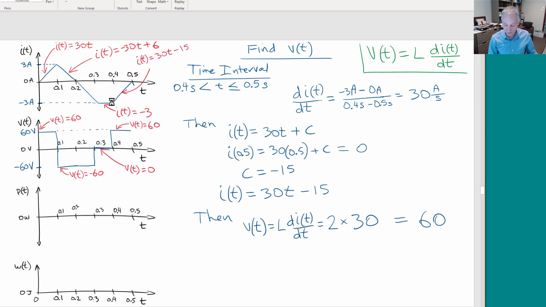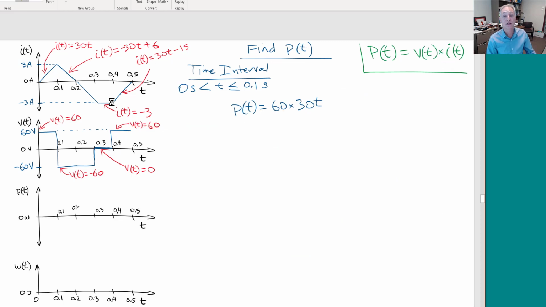Okay, and then when we do the voltage, V is equal to L di/dt, 2 henries times 30, which is di/dt, works out to 60 volts, okay? And that's a constant, and that appears right up here, and that represents that line segment right up there. So that's how we do the voltage. We found the voltage.